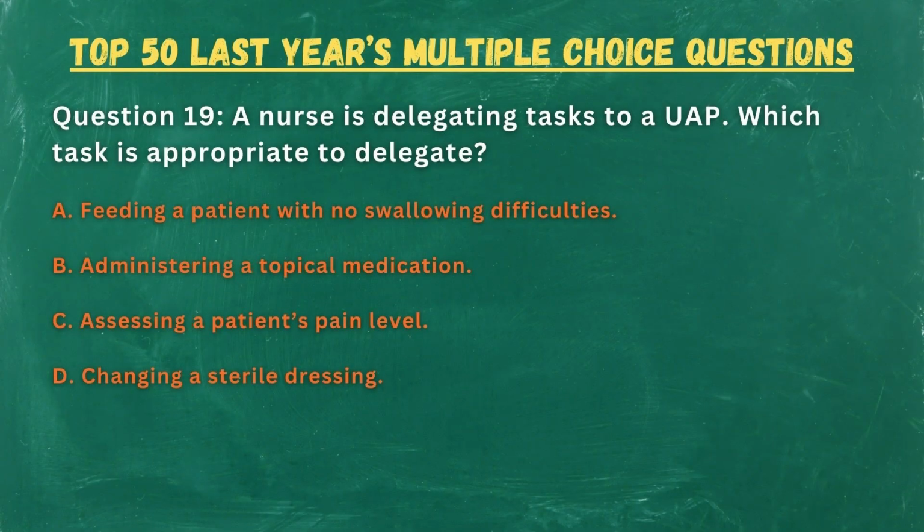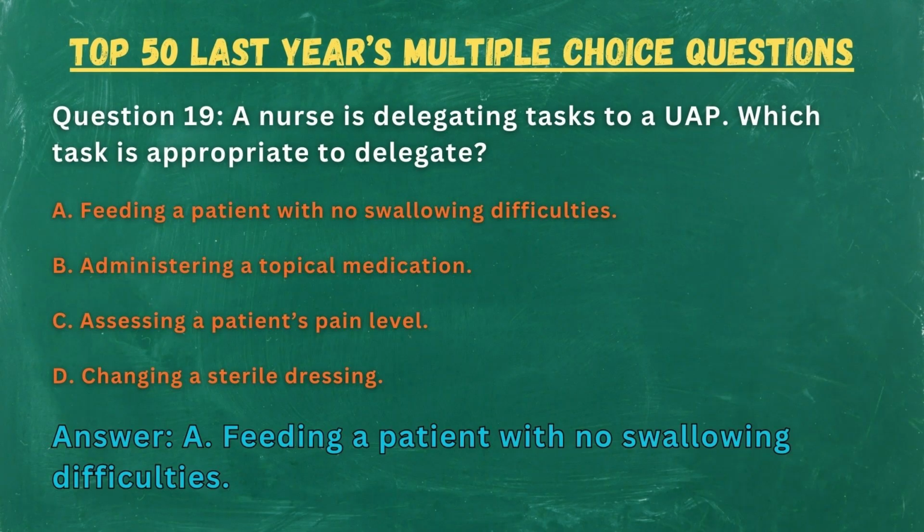Question 19. A nurse is delegating tasks to a UAP. Which task is appropriate to delegate? A. Feeding a patient with no swallowing difficulties. B. Administering a topical medication. C. Assessing a patient's pain level. D. Changing a sterile dressing. Answer: A. Feeding a patient with no swallowing difficulties.